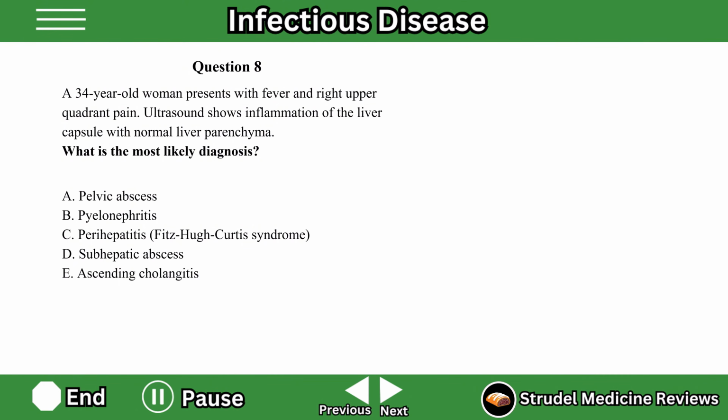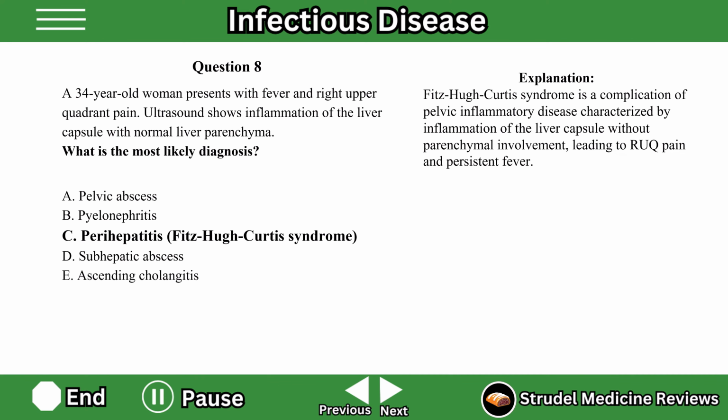All right, so you should be saying perihepatitis, which is Fitzhugh-Curtis syndrome, which is a complication of PID, or pelvic inflammatory disease, characterized by inflammation of the liver capsule without parenchymal involvement, which can lead to right upper quadrant pain and persistent fever. Remember that the complications of Fitzhugh-Curtis syndrome can involve formation of peritoneal adhesions, which can contribute to infertility. Treatment typically involves IV antibiotics, such as ceftriaxone and doxycycline.